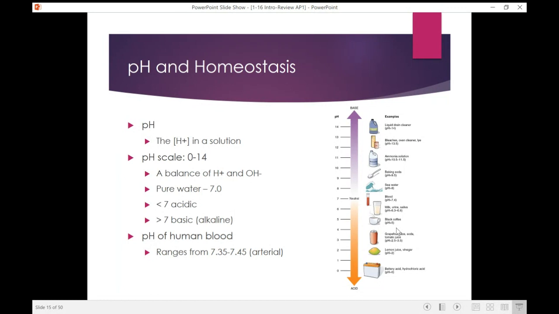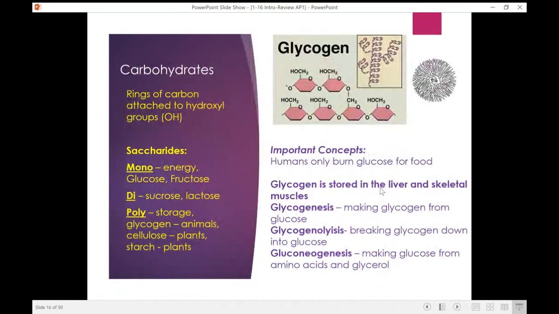So the pH scale is going to range from 0 to 14. Pure water is about 7. Less than 7 is going to be acidic, and higher than 7 is basic. We also call that alkaline. The pH of human blood is going to be on average about a 7.4, but it can range from about 7.35 to 7.45. Okay.